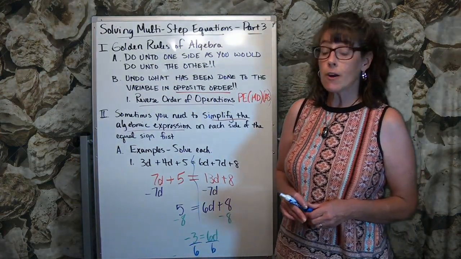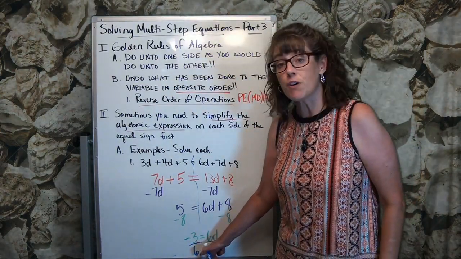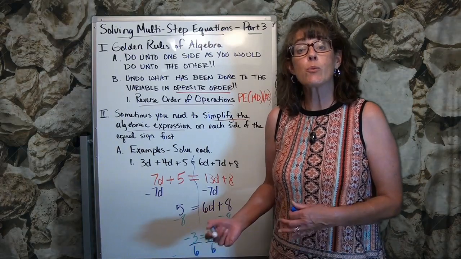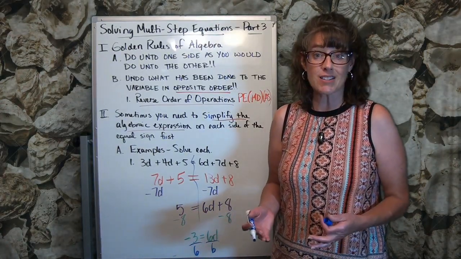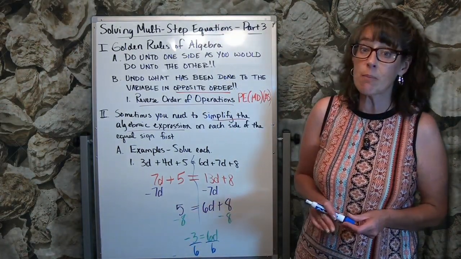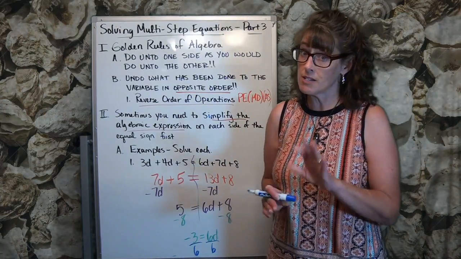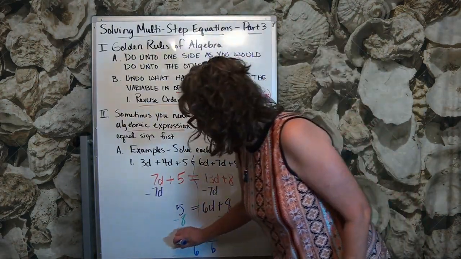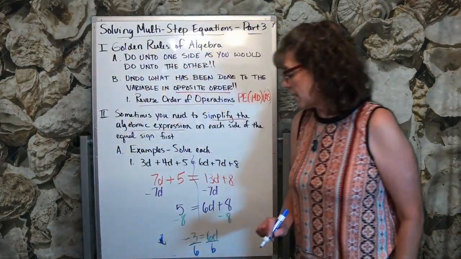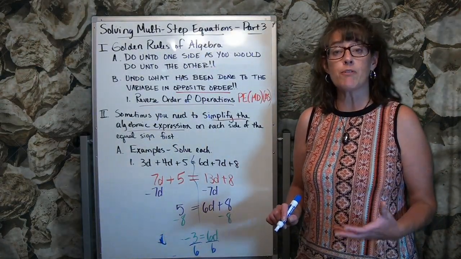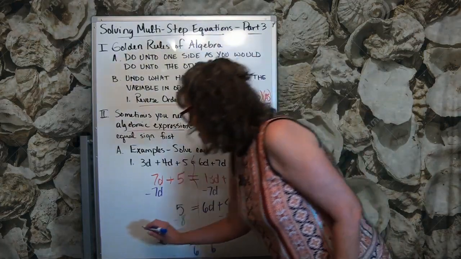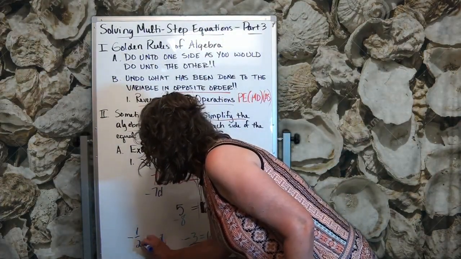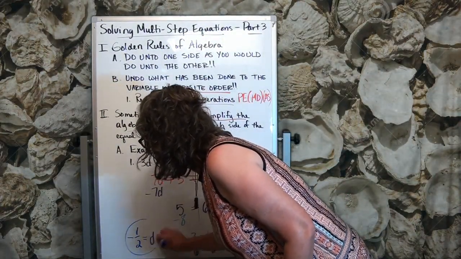Where I say be careful is you have a negative 3 divided by a 6. That reduces or simplifies as a fraction. It's not 6 divided by negative 3 to give me a negative 2. That's not the case. The 3 is on the numerator, 6 is on the denominator. So be very careful about that. It only simplifies as a fraction, but it does simplify to negative 1/2, and that's going to be my D.